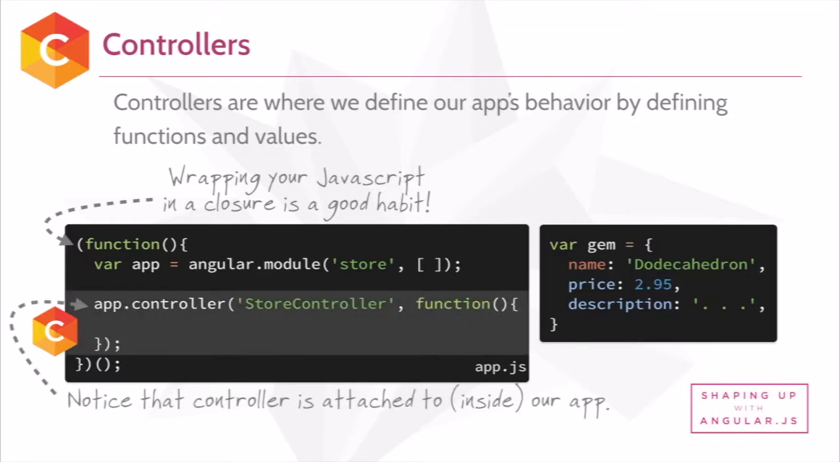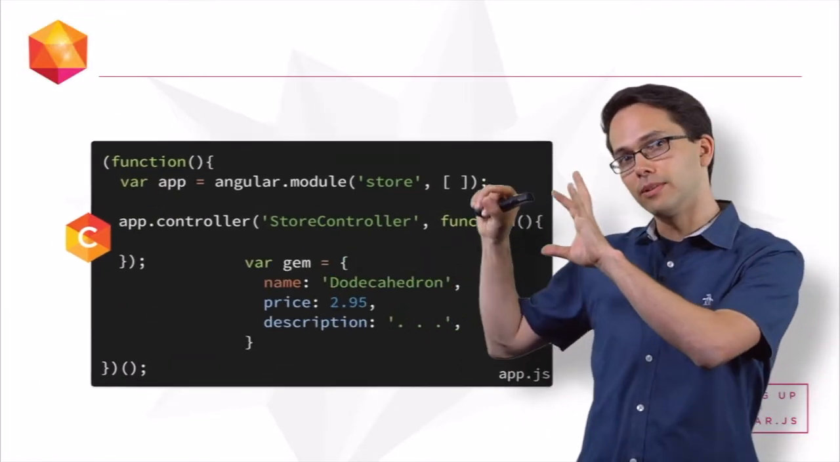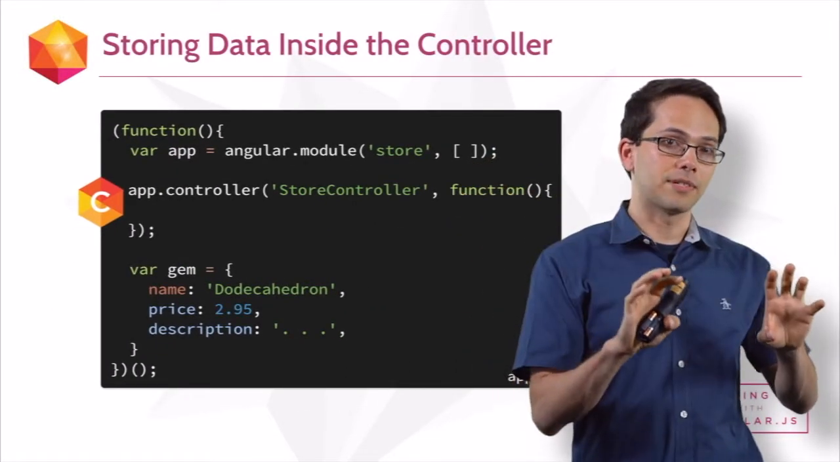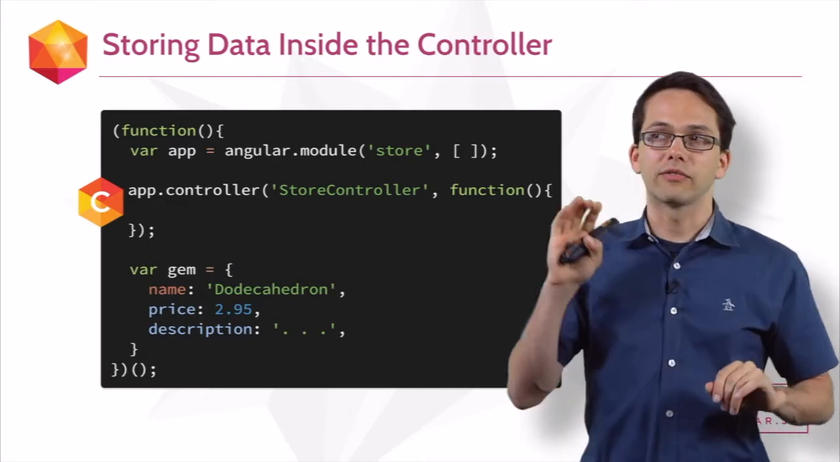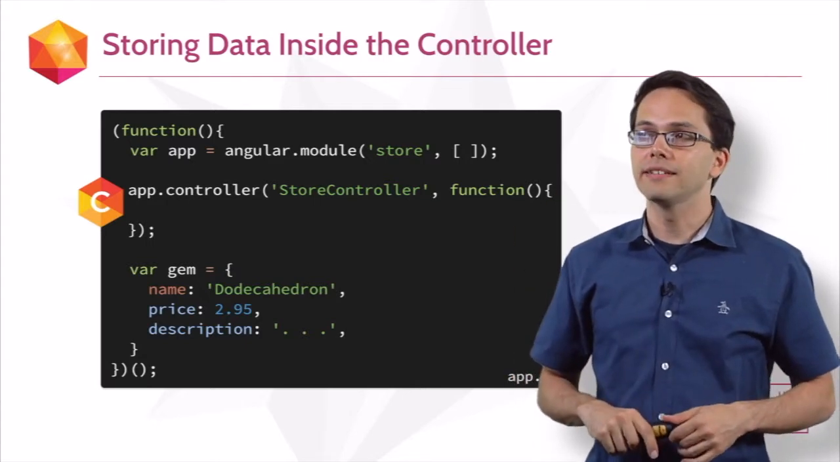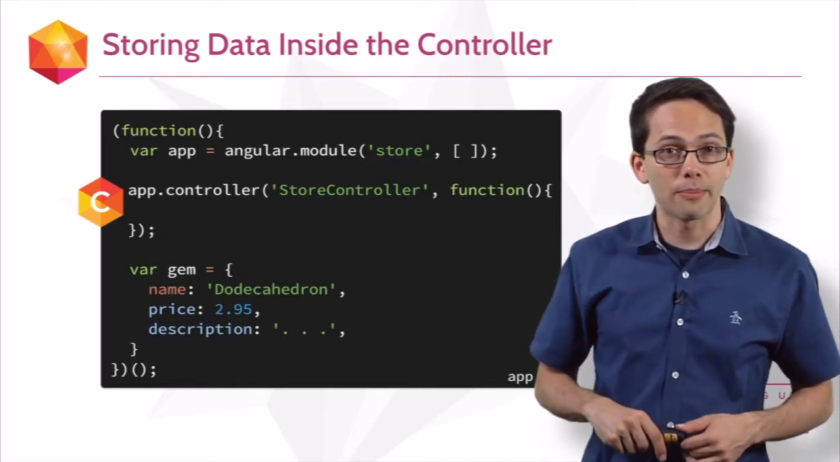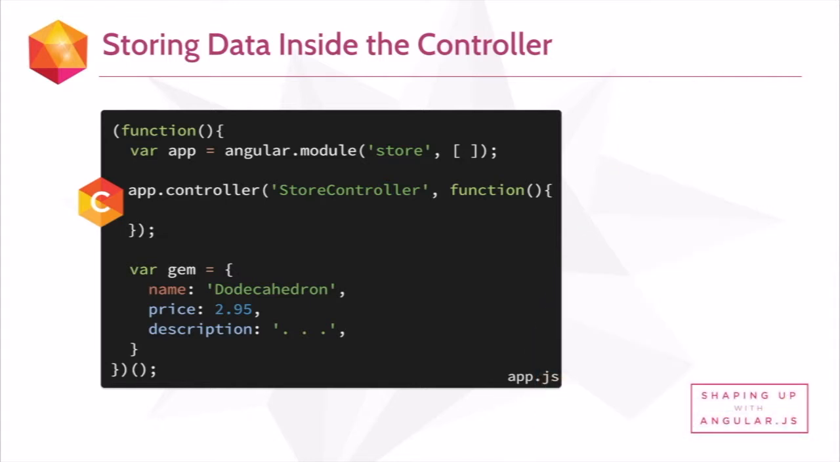It's important that this is in capital case, and we always use the word Controller. The second parameter that we pass in is an anonymous function. The code in here is what will be executed when our StoreController is called. Now let's move our gem variable into our app.js. Now from inside of our controller, we need to set this gem equal to a property of this controller. So we'll call this.product. Product is a property of our controller, and set that equal to gem.